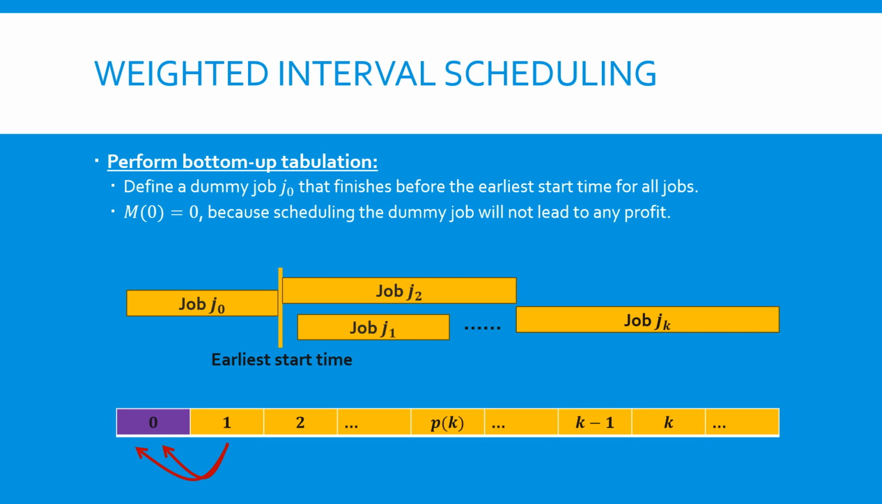For any job Ji, if there exists real jobs that finish before its start time, Pi will refer to a real job. However, if no such job exists, Pi will refer to the dummy job J0. In either case, the recursion for computing Mi will be well defined, ensuring that the tabulation process can be completed.